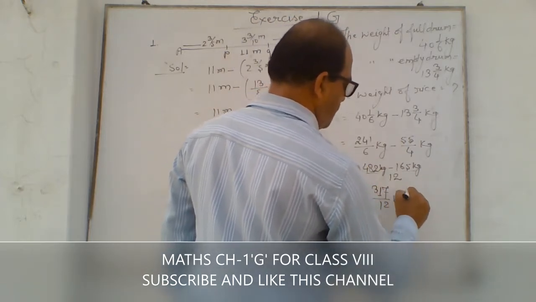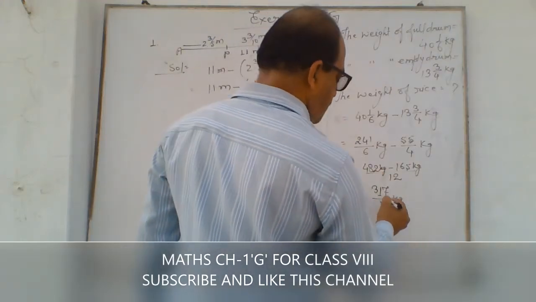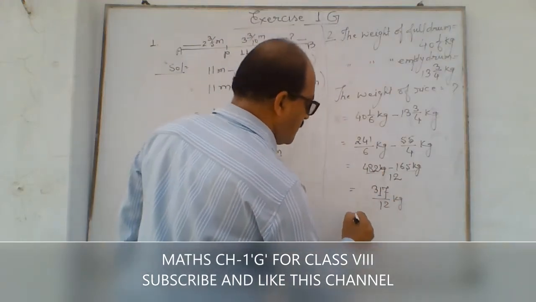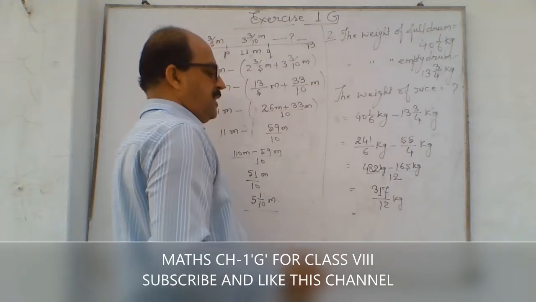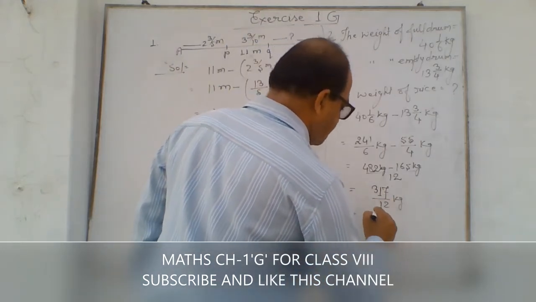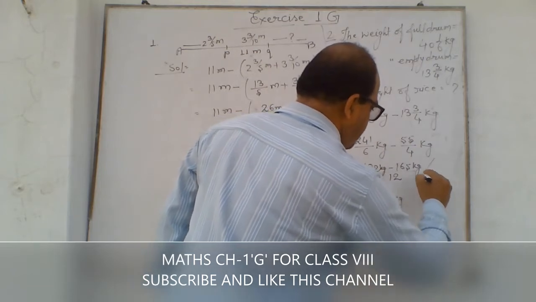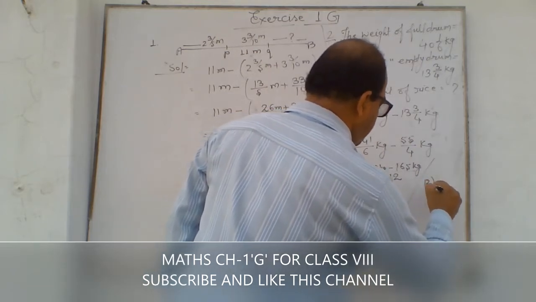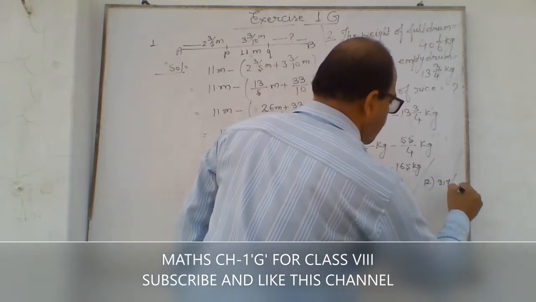When you subtract it, this is an improper fraction, make it into a mixed fraction. Divide it here. 12 divided by 317.